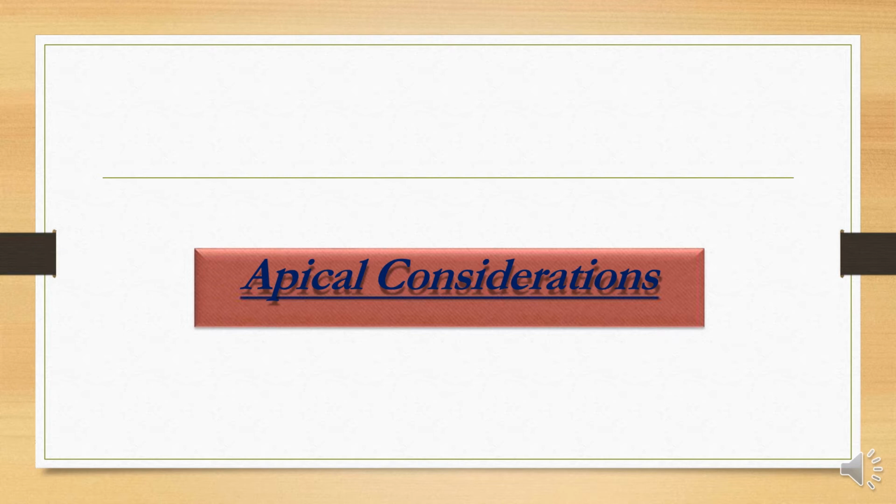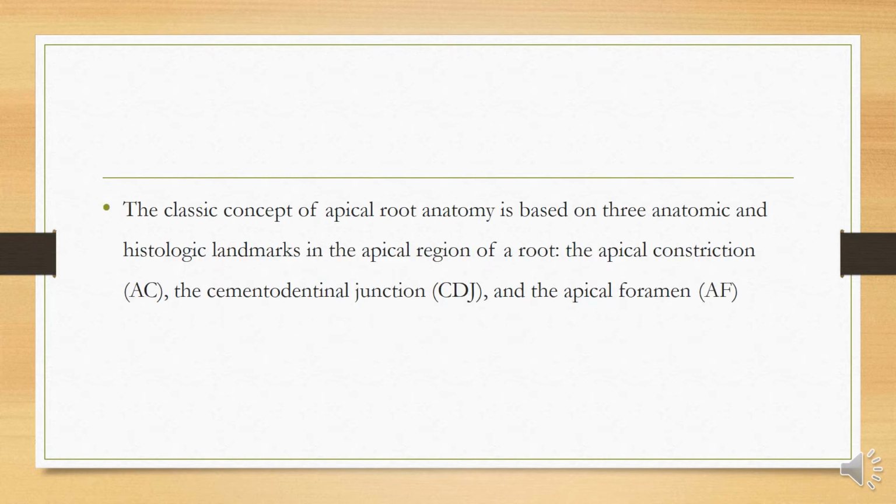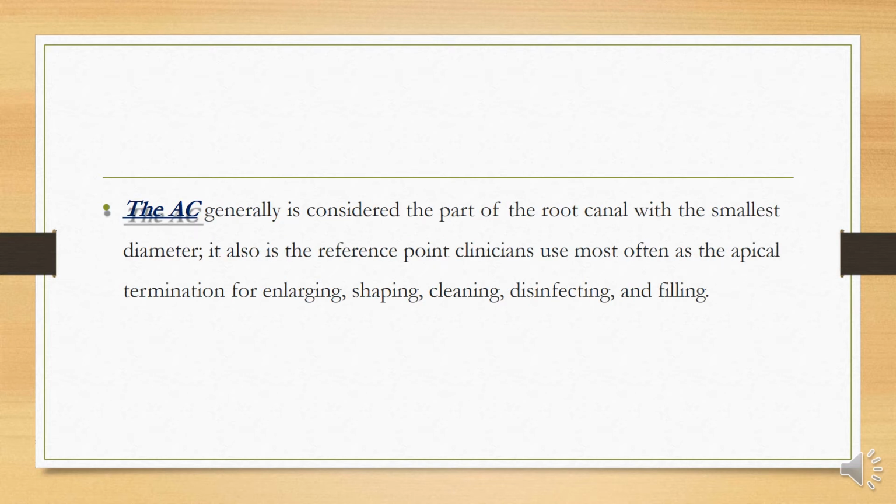Coming to the apical constriction, it basically contains three important landmarks, that is the apical foramen, the apical constriction, and then we have the cemento-dentinal junction. So coming to the apical constriction, the apical constriction is the smallest diameter of the root canal system, where the cleaning, the shaping, and the disinfection end. The apical constriction is also called the minor diameter.